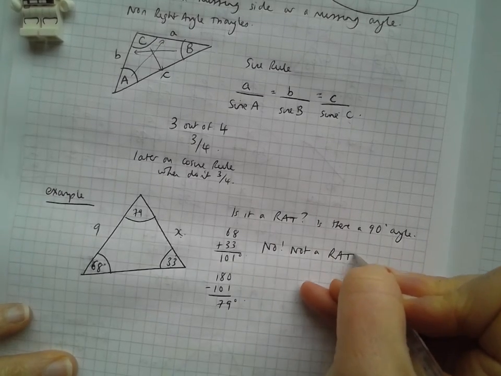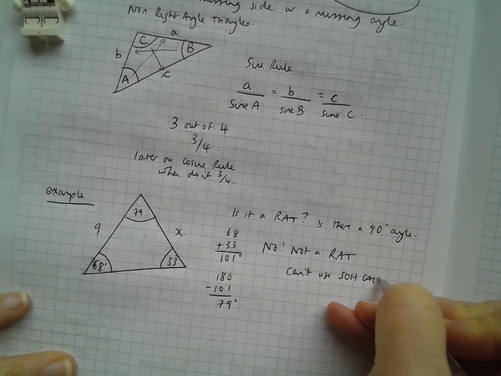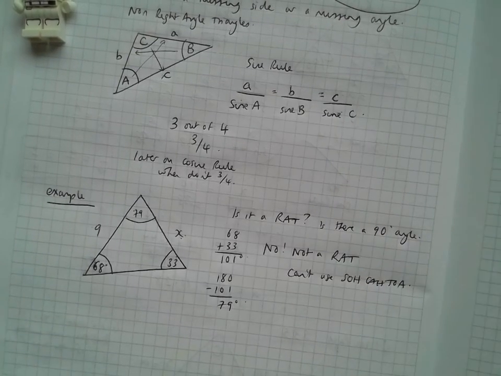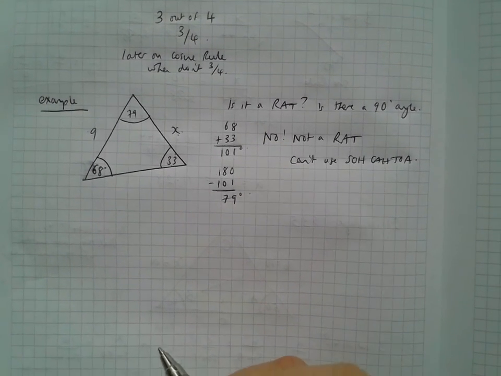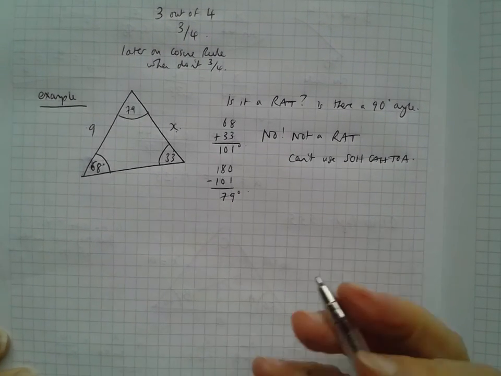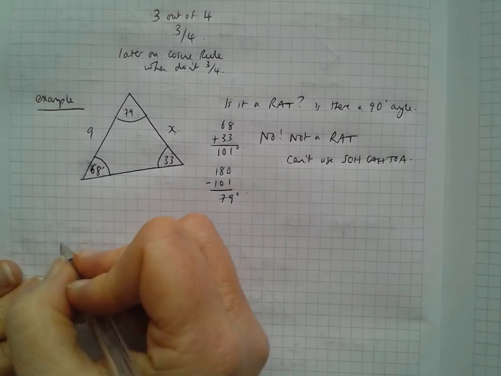So can't use SOHCAHTOA. Now obviously you're not going to write this down when you're answering a question, but it's good. That's the thought process that I'm going through. Is it a right angle triangle? Is there a 90-degree angle? No, there's not a 90-degree angle, so I can't use SOHCAHTOA. So that's step 1.